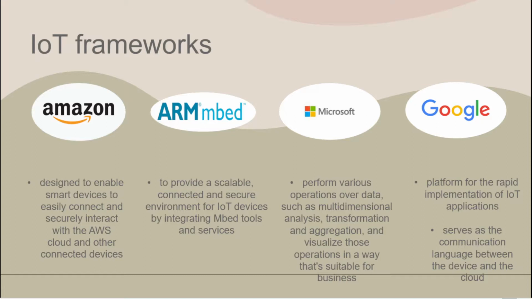The third example of IoT frameworks is Microsoft. Microsoft performs various operations over data such as multidimensional analysis, transformation and aggregation, and also visualizes those operations in a way that's suitable for business. The fourth example of IoT frameworks is Google. Google is a platform for the rapid implementation of IoT applications. It serves as the communication language between the device and also the cloud.